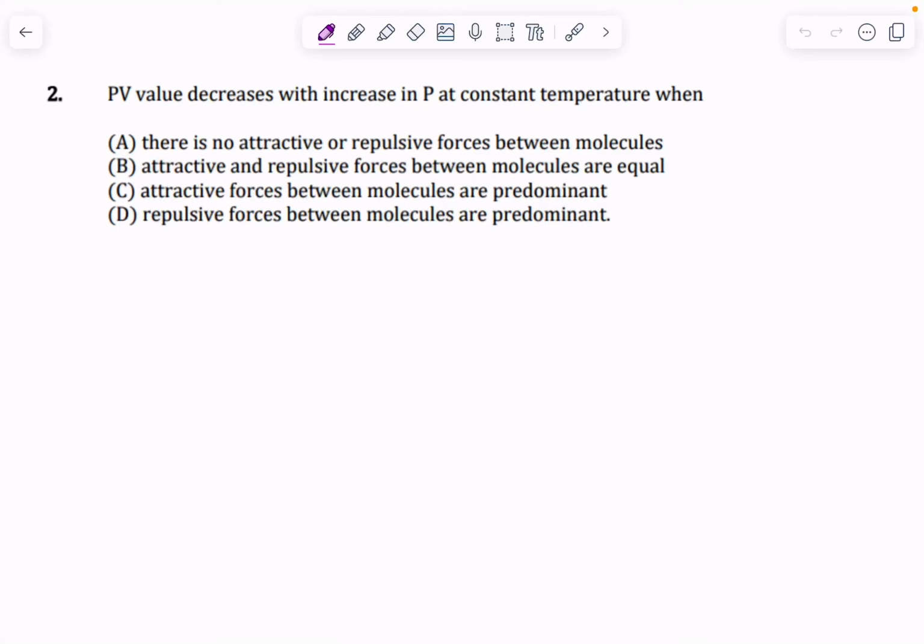Value decreases with increase in pressure at constant temperature. When? When PV value decreases with increase in pressure. Here if you draw a graph, P versus PV, here PV I have taken as the product of pressure and volume, and pressure I have taken on the x-axis.